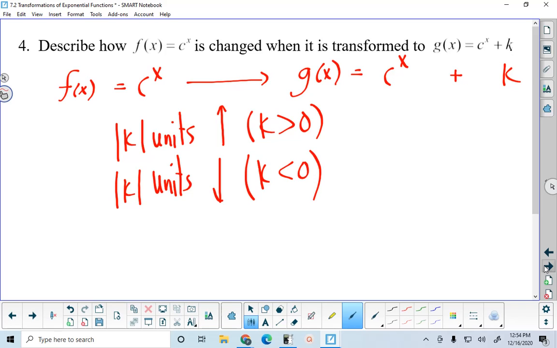You know, if anything, this just serves as a nice review of what a, b, h, and k are up to when you're talking about functions in general. Any questions with 1 through 4?